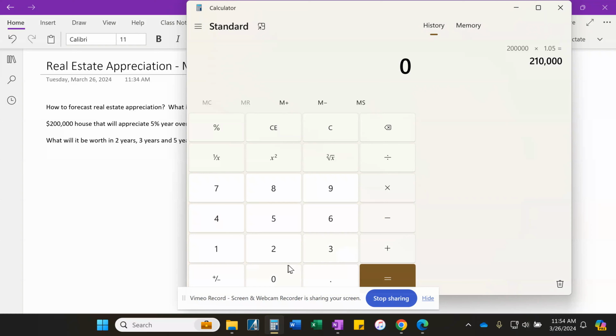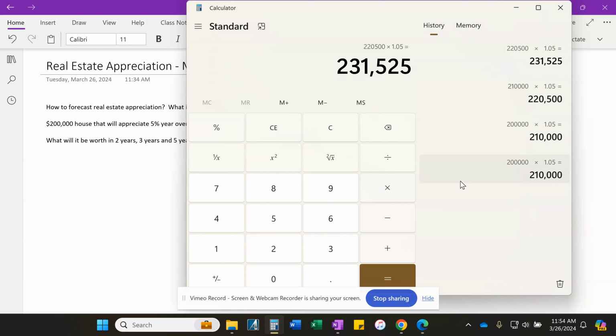The long way is 200,000 times 1, put 1 first, then .05. That's what it's worth after 1 year. Now, after 1 year, it's 5% on top of the $210,000 times 1.05, which is 220,500, times 1.05, 231,300. Now, this is the long way to do it.